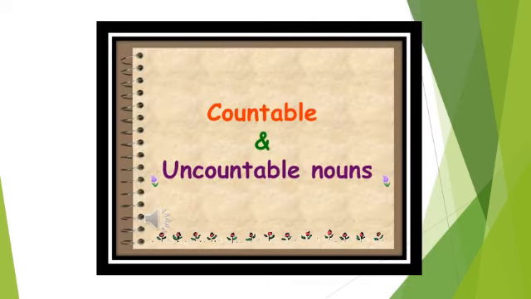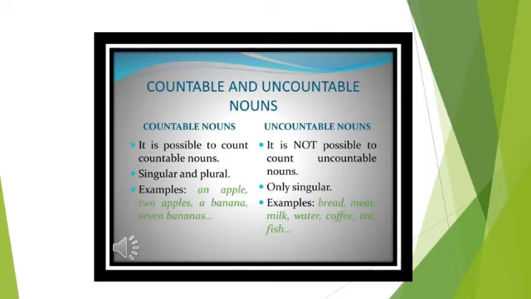Another concept is countable and uncountable nouns. This is a part of your textbook and your syllabus as well. If we talk about countable nouns, you are familiar with the terminology. It means those nouns which can be counted. For example, they can be singular and plural as well. For example, an apple, an orange, and lots of oranges.